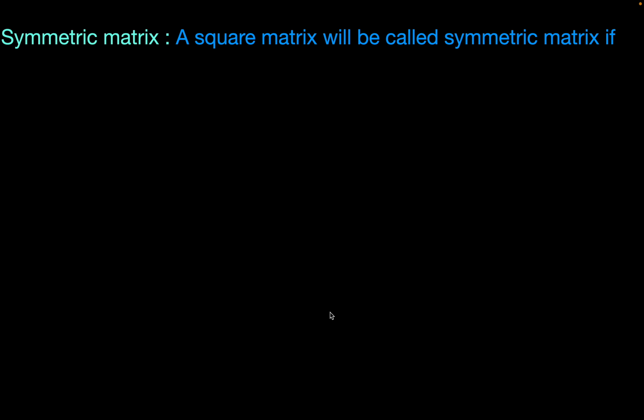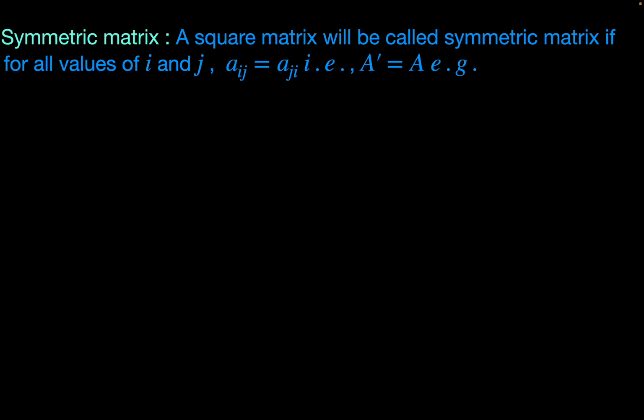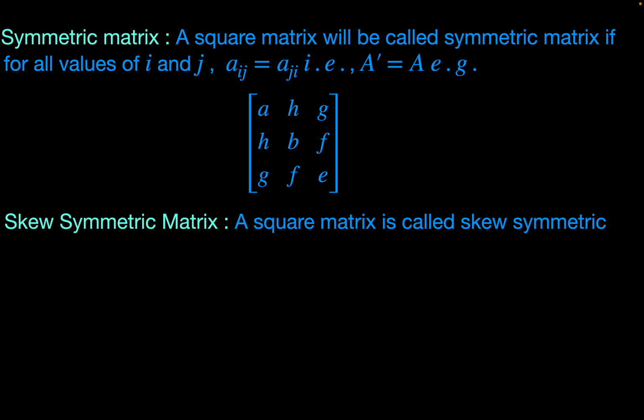Symmetric matrix. A square matrix will be called a symmetric matrix if for all values of i and j the elements aij equal aji, that is, the transpose of the matrix equals itself. So here is the matrix A and its transpose will be equal to the matrix, so this is a symmetric matrix, and we can see that it is symmetric with respect to the diagonal element. Here this is H and its mirror image is H. Here the element is G and its mirror image is G. The element F has its mirror image F.